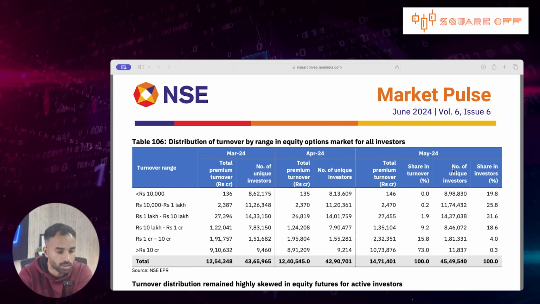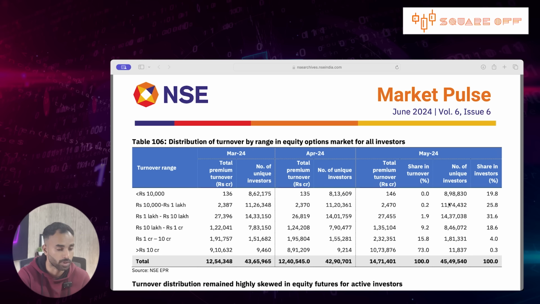In the turnover range, less than 10,000 rupees is the overall option turnover, and the number of people doing that is almost 8,98,000. These are people whose overall turnover in the option segment is less than 10,000 rupees, which is way lesser. In the next segment, between 10,000 and 1 lakh, almost 11,74,432 people are trading with a turnover of less than 1 lakh. That is approximately 25% of the people.